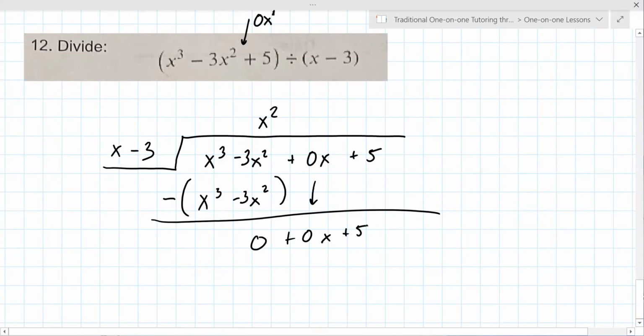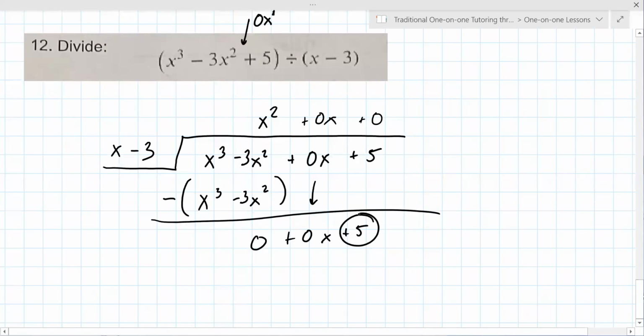This is really odd that this one works out so well. Because nothing else is going to go here. I mean, usually it would be 0x because that gives you the x. It's odd that it works out like this. And then this is 0 here as well. So your remainder is 5.